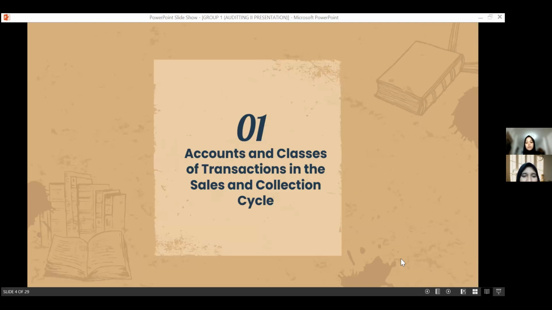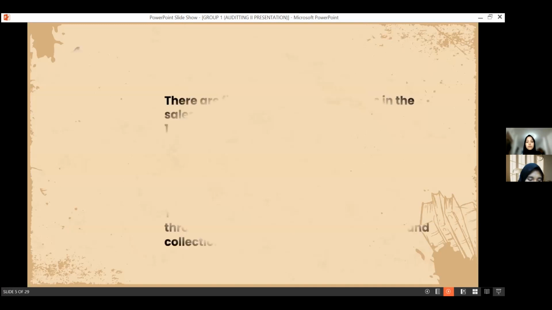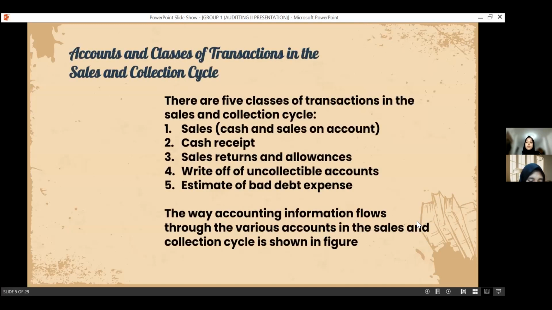Okay, I will explain about accounts and classes of transaction in the sales and collection cycle. There are 5 classes of transaction in the sales and collections cycle. First, sales of cash and sales on account. The second, cash receipt. The third, sales return and allowance. And fourth, write-off of uncollectible accounts and estimate of bad debt expense.